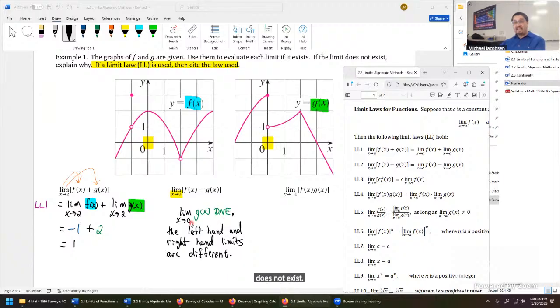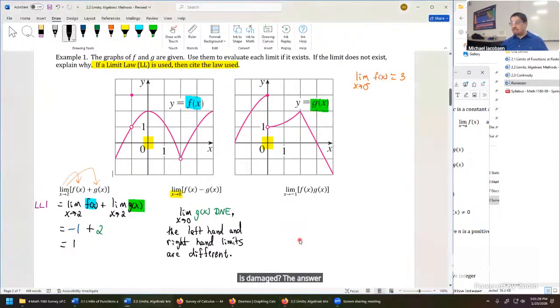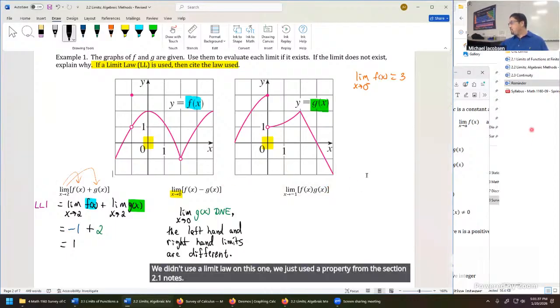So in other words, if you're taking a limit and one or the other graph has a does not exist, the whole problem itself is damaged. The answer is just does not exist overall. So we didn't use a limit law on this one. We just used a property from the section 2.1 notes. So we'll move on to the next one.